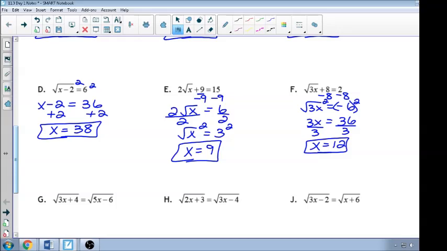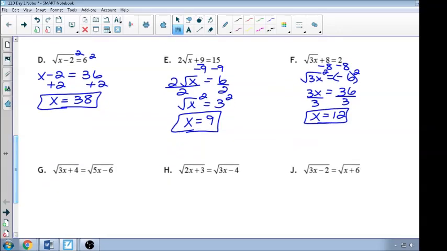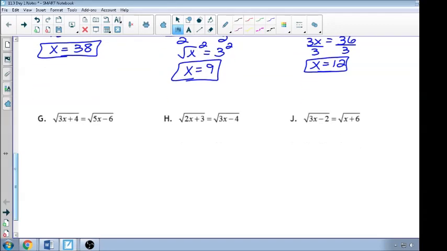All right? Now G looks a little bit different. It looks a little bit different, however, it's not any more difficult. The reason why it's not any more difficult is our first rule every single time on these problems is to get the square root by itself. Well, as you'll notice on the left-hand side, the square root is already by itself.